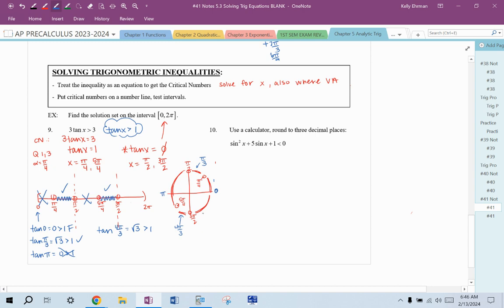All right, and then if we pick something between 3 pi over 2 and 2 pi, I could pick 7 pi over 4. The tangent of 7 pi over 4 is equal to negative 1. Is that greater than 1? No. So we have two solution sets here, pi over 4 to pi over 2, and 5 pi over 4 to 3 pi over 2.